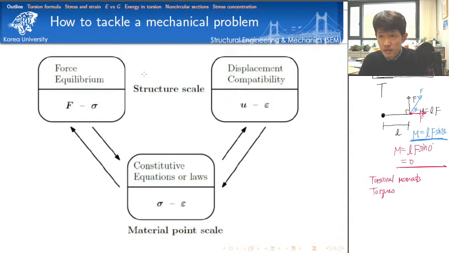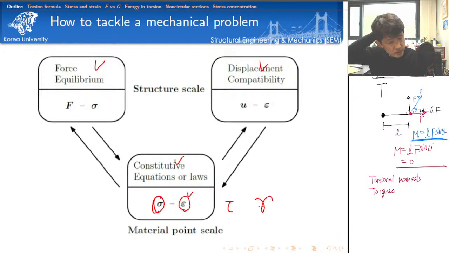Then how do we tackle this torsional moment, this torsional problem? The principle is still the same. We still want to use three different conditions: force equilibrium, material laws, and displacement compatibility. This is just a general representation of the relation between stress and strain. But specifically now, instead of normal stress, we have shear stress, the shear stress tau, and the engineering shear strain. That's the only difference.